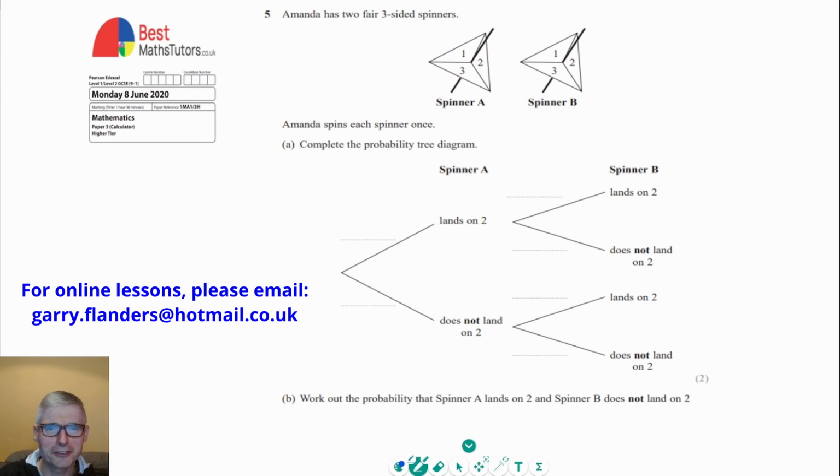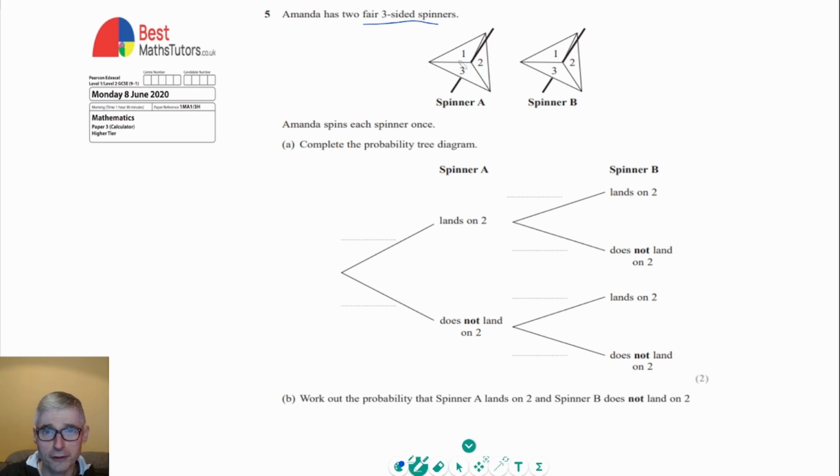This is question 5 and it's a question about probability and probability trees. So we're told that Amanda has 2 fair 3-sided spinners, so they can either land on 1, 2 or 3 with an equal chance of landing on any of the numbers. And it says that Amanda spins each spinner once, and we've got to complete the probability tree diagram.